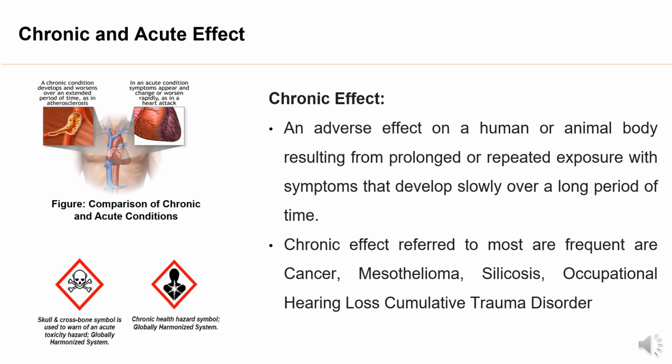What is chronic and acute effect? Chronic effect. An adverse effect on a human or animal body resulting from prolonged or repeated exposure, with symptoms that develop slowly over a long period of time. Chronic effects referred to most frequently are cancer, mesothelioma, silicosis, occupational hearing loss, cumulative trauma disorder.